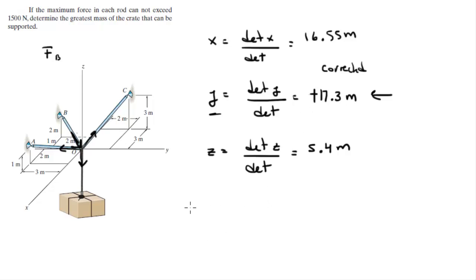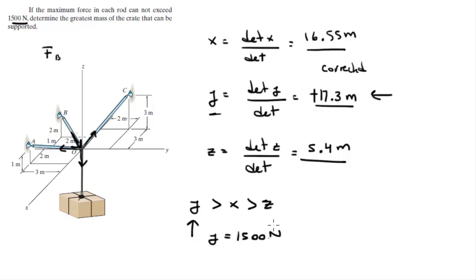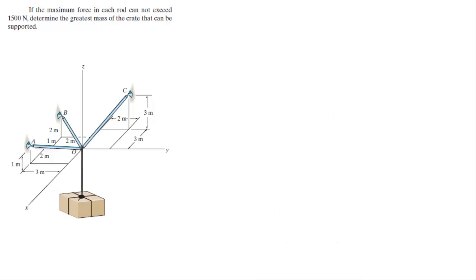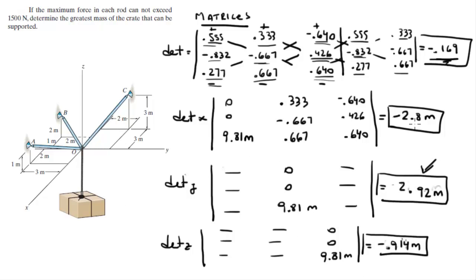Once you do that, all you need to do is sort them from the biggest to the smallest. You know that y is the biggest, obviously, 17.3 times the mass. Then is the x, which is 16.55 times the mass, and the c holds the least amount of force. And then all you gotta do is replace the biggest, which is y. Y is equal to the limit that this can be, 1500 newtons. And you know that y is equal to 17.3 times the mass, and all you gotta do is solve for the mass, and the mass comes out to be 86.7 kilograms. And that is the final answer. Again, I apologize about the copy mistake I made right here and right here.